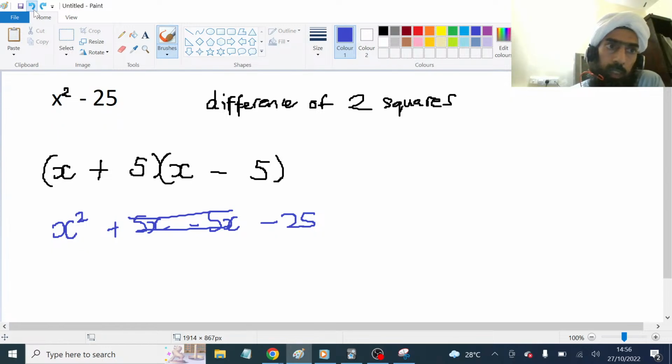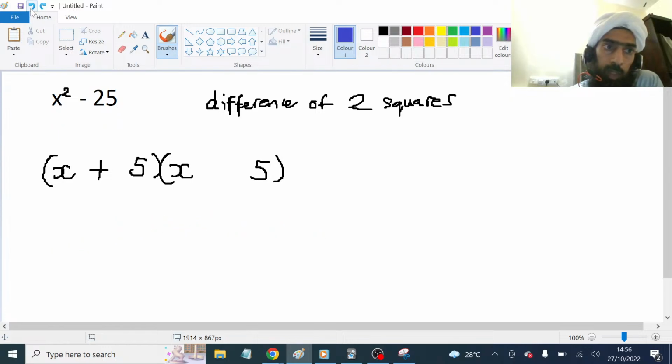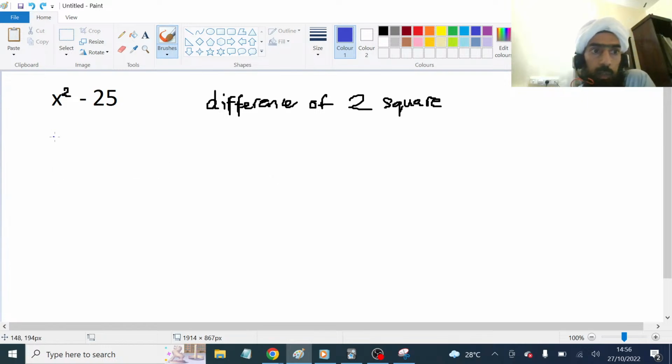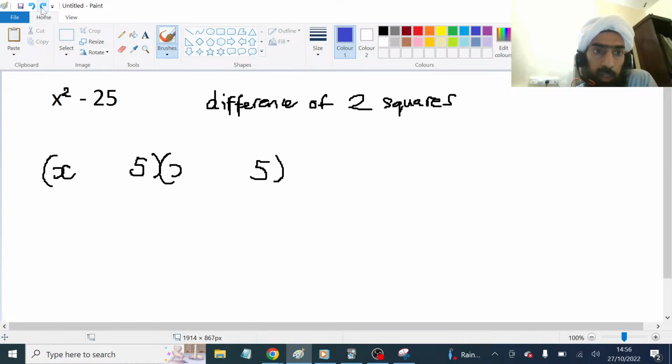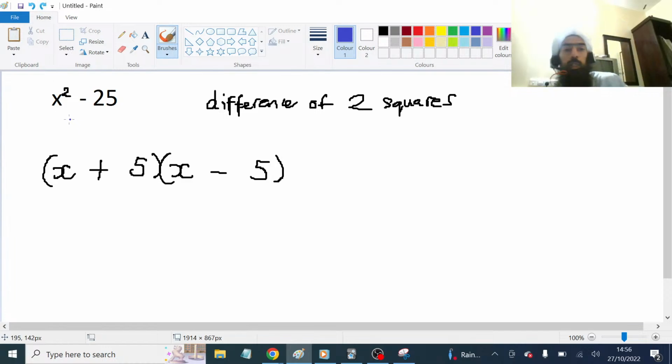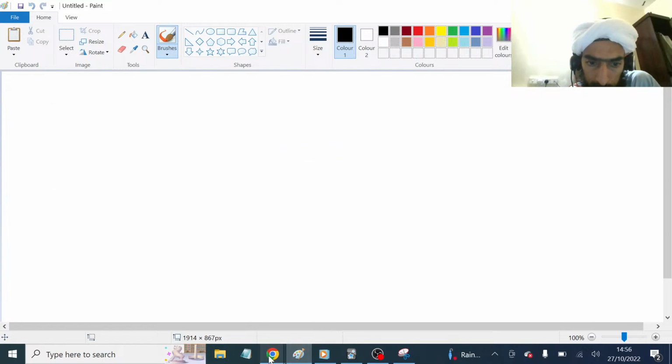So let's just show you the technique again before we go into a harder example. You notice that both terms are square numbers. They come from something which is squared, 5 times 5, x times x. So then in your brackets, you're going to have the square root of each term, 5 and 5, x and x, and the signs are going to be opposite, plus and minus. You can check your answer by expanding out, but that's not necessary. Just getting to the factorizing is sufficient. So let's try a harder example.